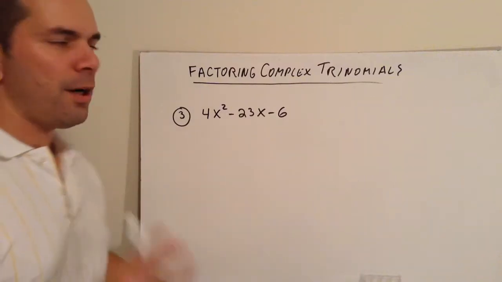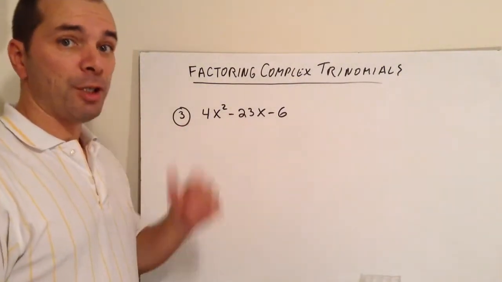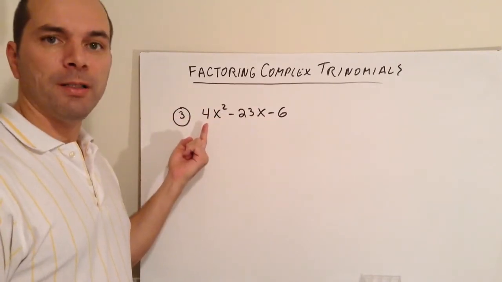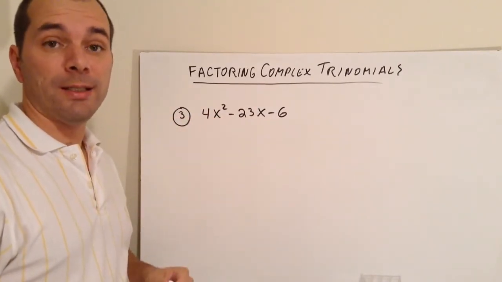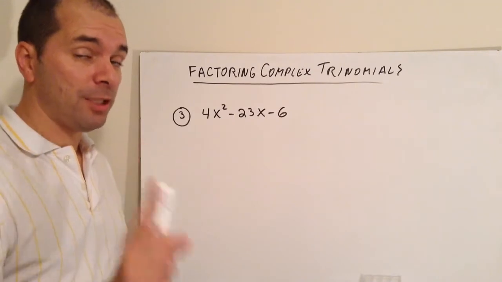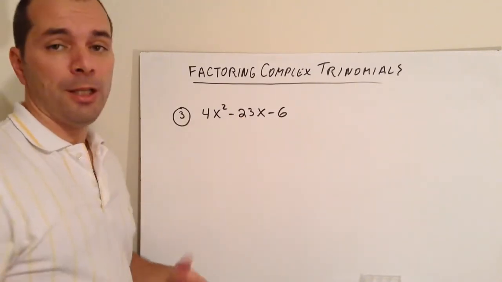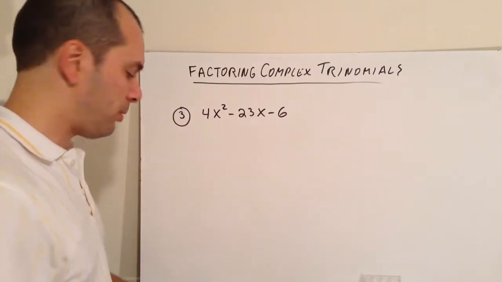Here's the third example for factoring complex trinomials. Now, I look at this and I see a 4 in the front, so it seems to be a complex trinomial. But first I should check for common factor. So 4, 23, and 6, there's no common factor, so indeed this is a complex trinomial.